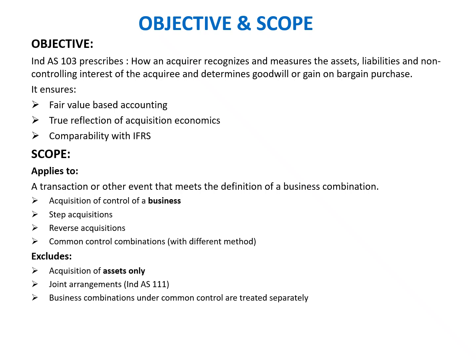Okay, now we'll quickly talk about the objective and the scope of Ind AS 103. If we talk about the objective, Ind AS 103 prescribes how an acquirer recognizes and measures the assets and liabilities and non-controlling interest of the acquiree. This means that Ind AS 103 is for the acquirer. The entity has to ensure that the assets and liabilities acquired from the acquiree are recorded at fair value. That is the basis of the accounting of Ind AS 103. It should ensure a true reflection of the acquisition economics and definitely comparability with IFRS. So this is the objective of Ind AS 103.